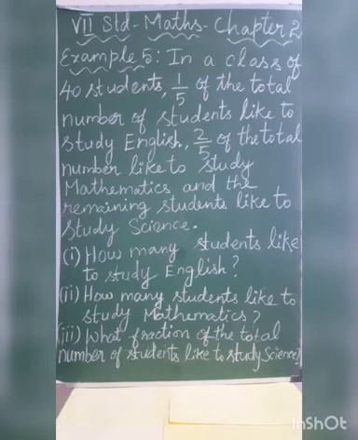The first question is, how many students like to study English? Second one is, how many students like to study mathematics? Third one is, what fraction of the total number of students like to study science? For the first two questions, we find the number of students who like mathematics and English, and the third one is to write the fraction of the total number of students who like to study science. Let us see the solution.